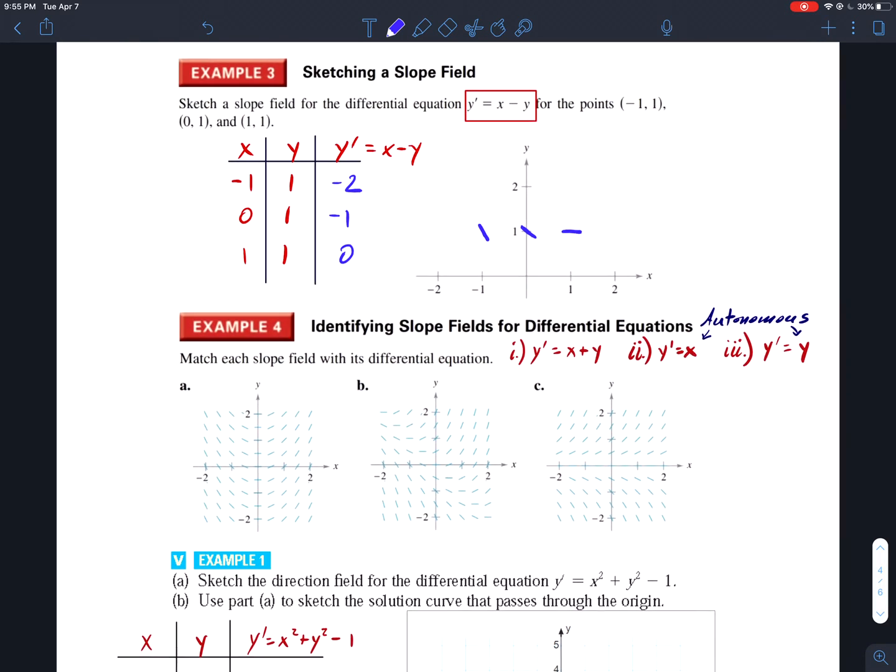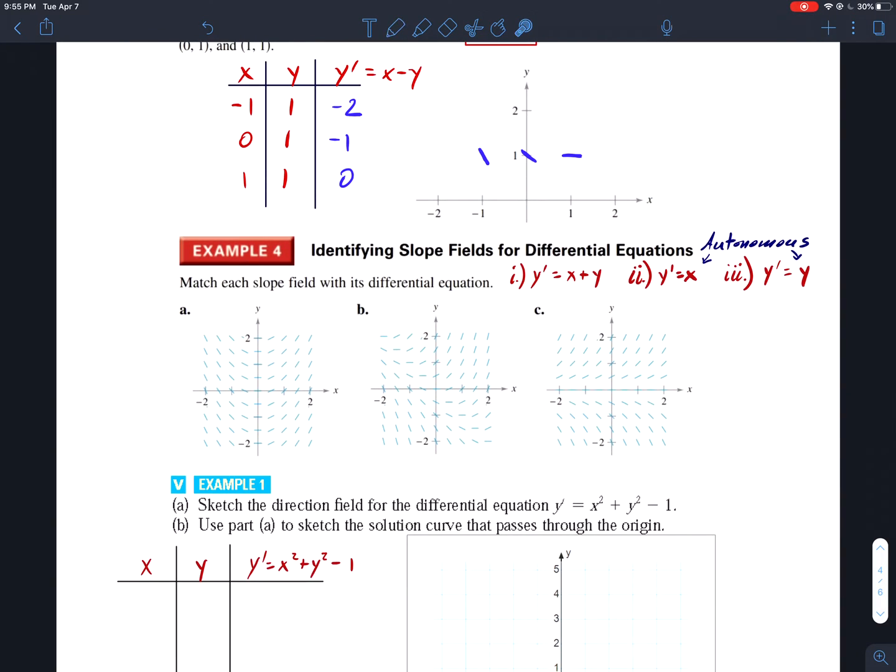Number 4, if you printed out the blank notes from the portal, like I said, for pages 3 and 4, your blank notes did not have this on it, I don't believe. I forgot when I created this document to include the 3 differential equations that match these graphs. All right, so identifying slope fields for differential equations. This one we are given 3 slope fields and we are given 3 differential equations. Our job is to figure out which differential equation matches the slope field.